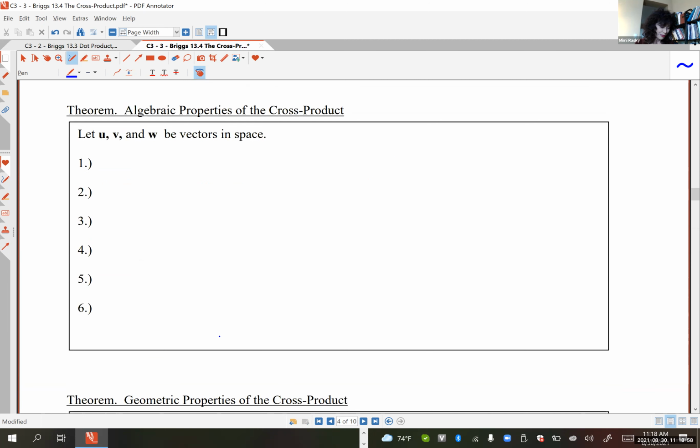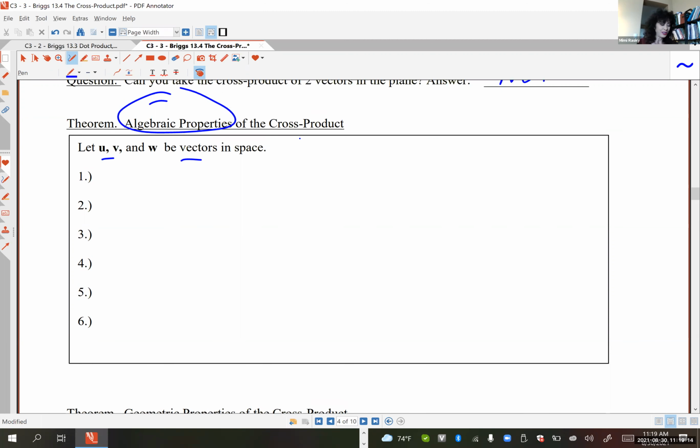Okay, some theorems. We're going to fill in the blanks for all these theorems. Let's do the algebraic properties first, and then we'll do geometric properties. Okay, one right after the other. Here we go. So U, V, and W are vectors in space. That means 3D. First up, you already know this one.